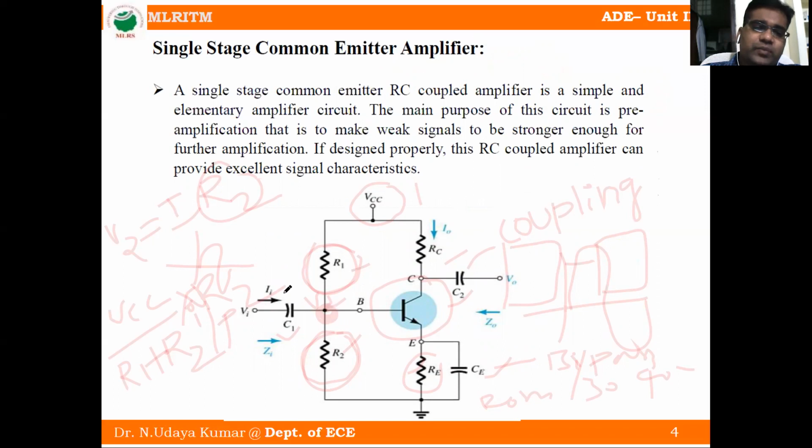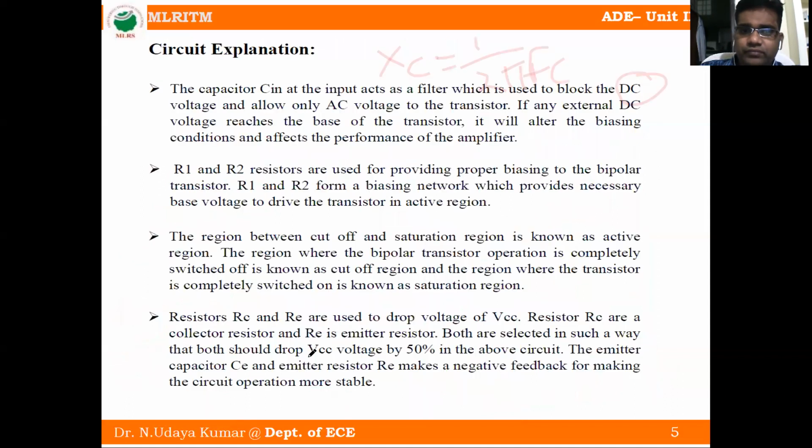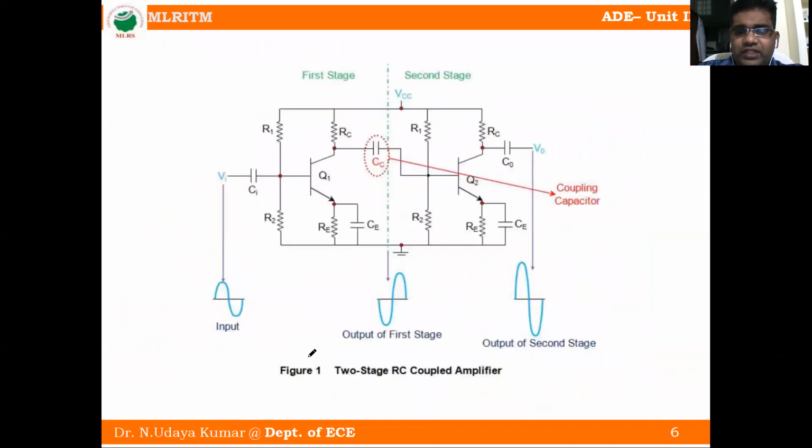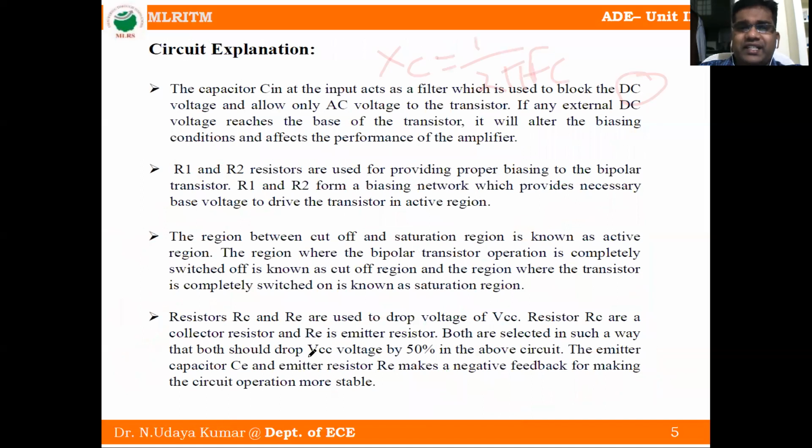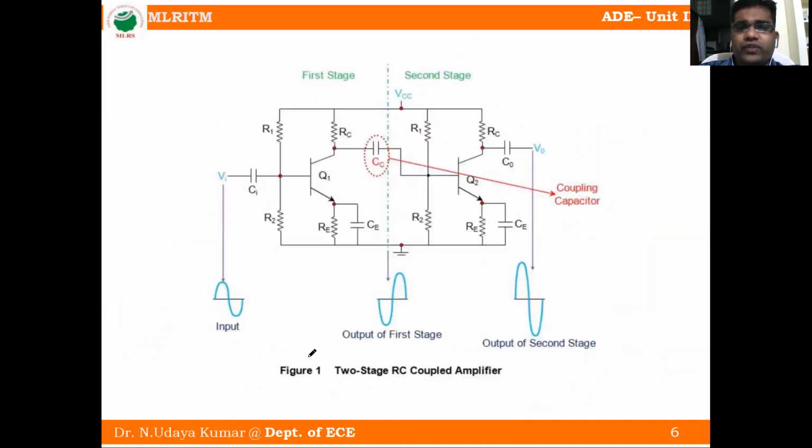So this first capacitor blocks the DC component and allows the AC component. That's why this base capacitor is also called a blocking capacitor. It blocks the DC and allows the AC to the transistor. So that is called a single stage amplifier. Now we go for a multi-stage or second stage amplifier.